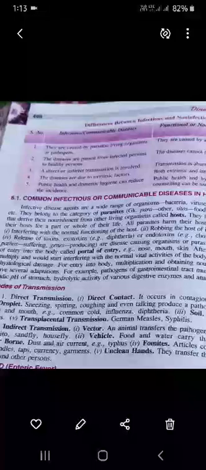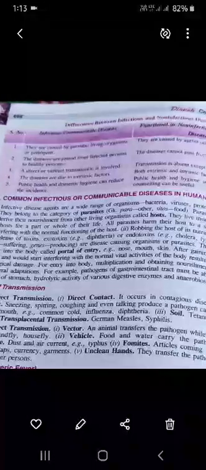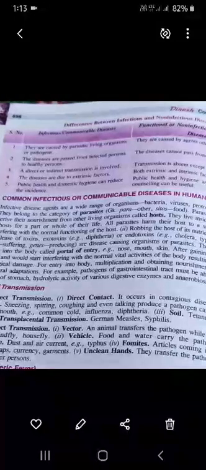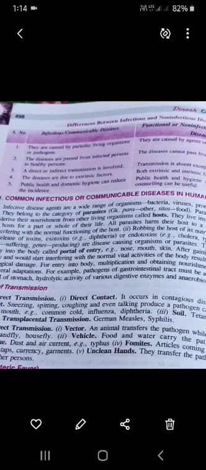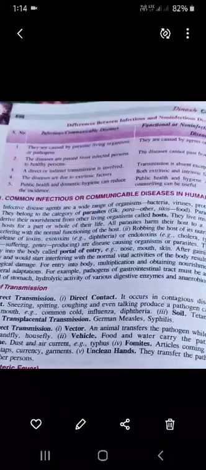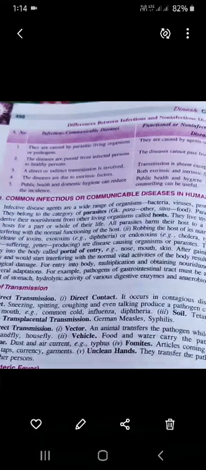Then there is another point, common infections are communicable diseases in humans. Infectious disease agents are a wide range of organisms, for example, bacteria, viruses, protozoans, fungi, helminthes, etc. They belong to the category of parasites. Para means others, cytos means food. Parasites are those organisms that derive their nourishment from other living organisms called hosts. They live inside or outside the body of their hosts for a part or whole of their life. All parasites harm their hosts to a small or large extent.